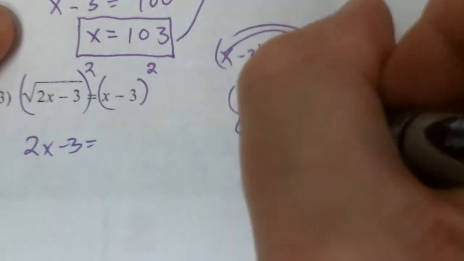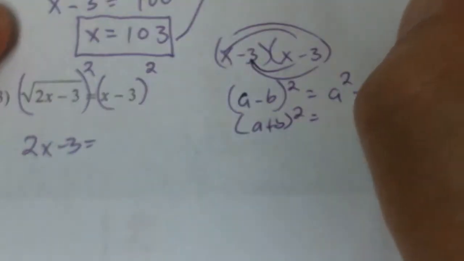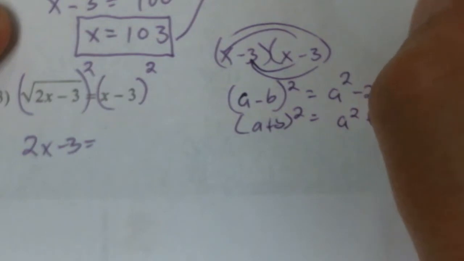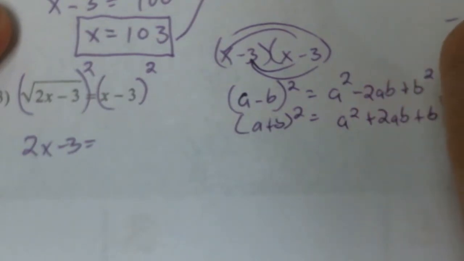If this had been a plus b squared, then it's the same exact thing. It's just that the middle term is positive. A squared plus 2ab plus b squared. And that's all review from last year.